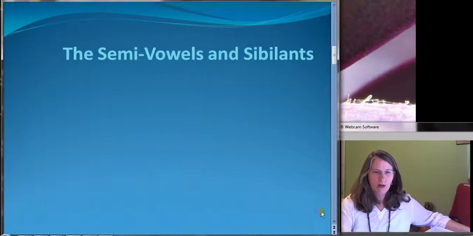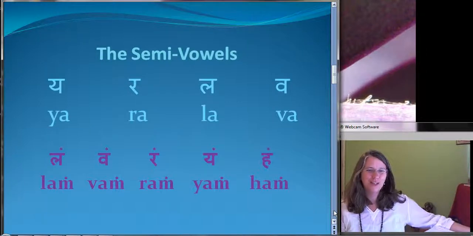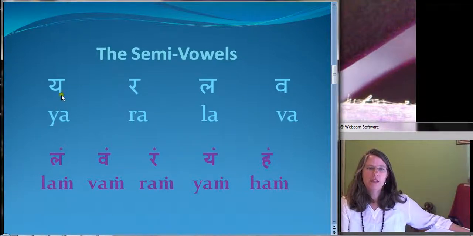So semi-vowels live in the mouth, just like all the other letters. I've written them here in the order from back to front. So this is the palatal position, ya. The retroflex position, ra. It is a semi-vowel. To distinguish it from the r vowel, which is r with a dot under it. This is ra at the retroflex part of the mouth.